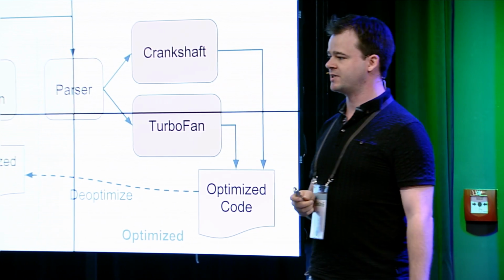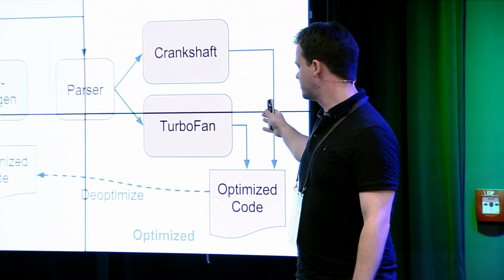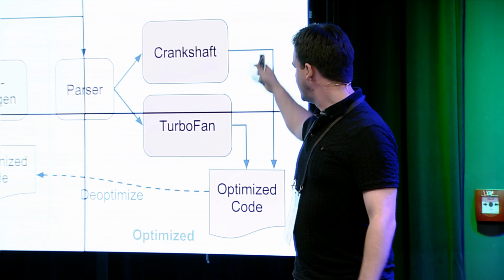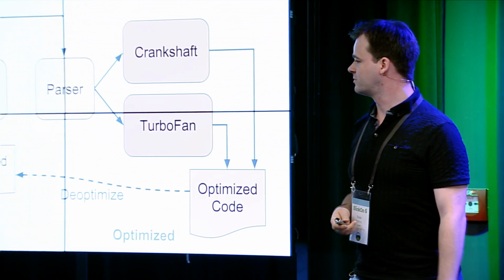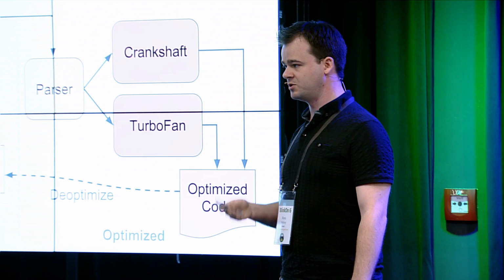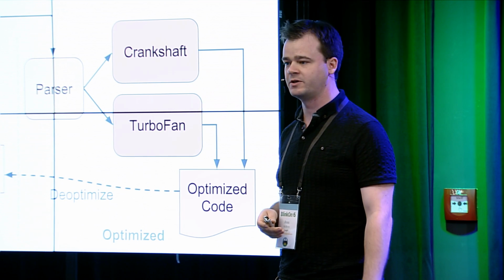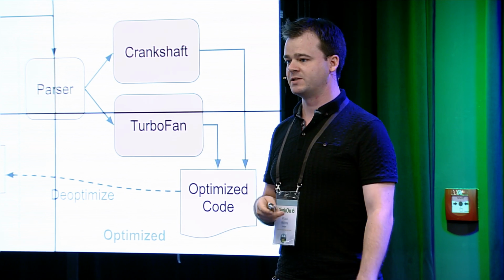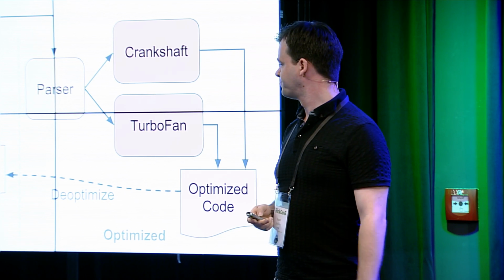Both are used for different types of JavaScript code. Turbofan mainly for ASM.js code, but some other situations, like ES6 code. And Crankshaft is our older compiler, but it can generate fast code for a lot more of the JavaScript language. And then the optimized code might have to de-optimize back to the unoptimized code.